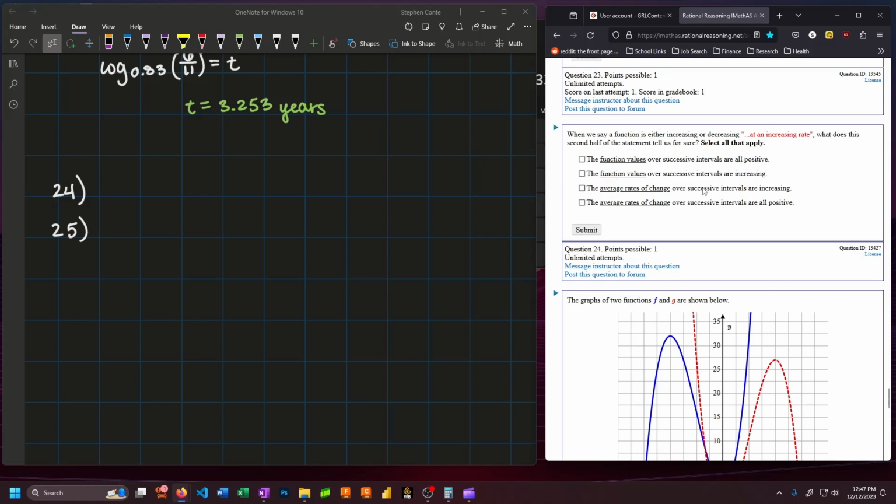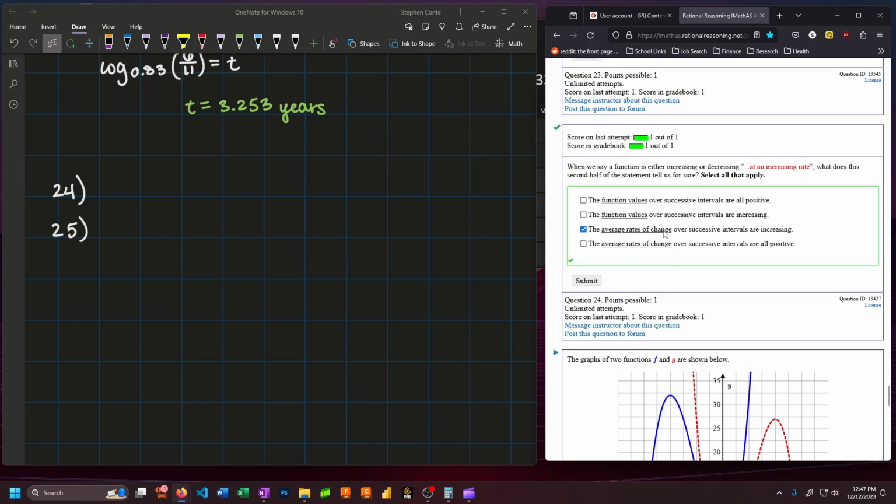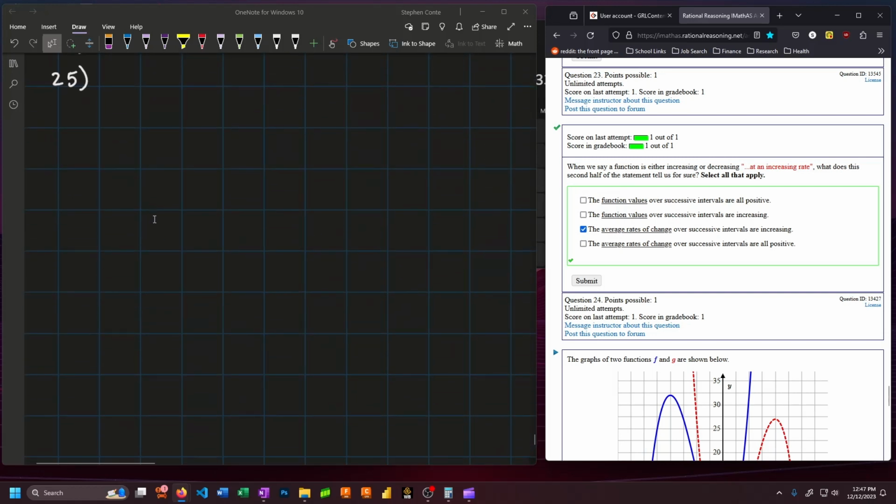The average rates of change, however, over successive intervals are increasing. And the average rates of change over successive intervals are all positive. Not true. Yeah, so the only one that's true is going to be C. So if a function is increasing or decreasing at an increasing rate, that would tell me that the rate of change is not constant. That tells me that the rate of change is either increasing continuously, or if it's already a decreasing function, that decreasing function is then decreasing faster and faster and faster.